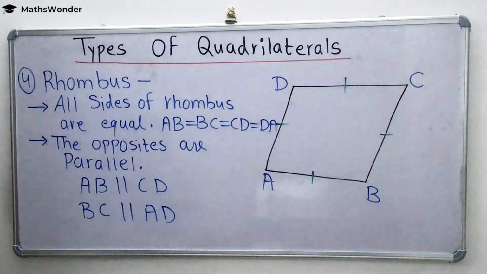So these two properties are of the rhombus. We'll write three more. All sides of rhombus are equal. AB, BC, CD, DA. Now the opposite sides are parallel, like a parallelogram, because this is part of a parallelogram. So the parallelogram properties will work on that, okay? Done the first point?